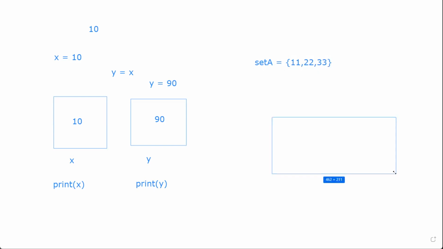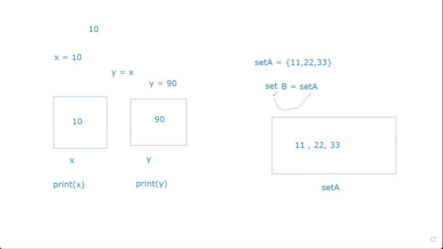A memory will be created. The memory does not store the value by index, so randomly the memory will have 11, 22, and 33. The address of the memory is set A, right? So if you try to copy set A into set B, what is happening in this case?